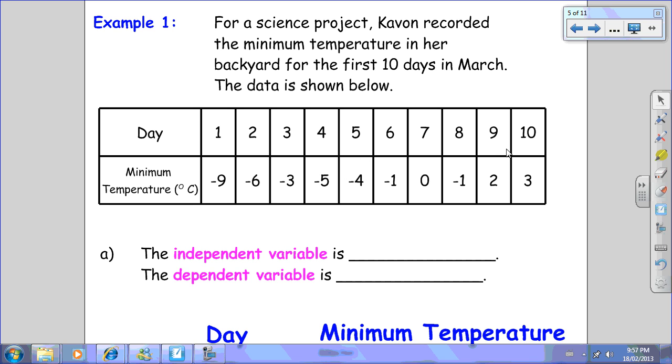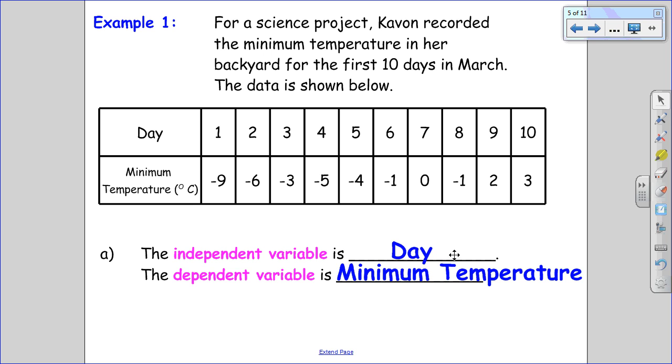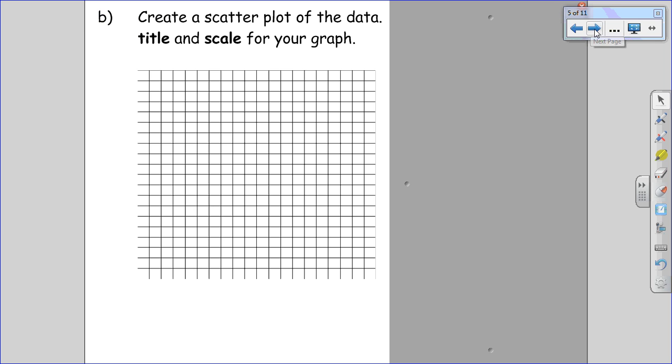We're going to look at an example now. It's a science project where a student recorded the minimum temperature in her backyard for the first 10 days in March, and the data is shown in the table. We have two variables, day and temperature. Obviously, the temperature isn't determined first, the day of the year is, so day is independent, and the dependent variable is the minimum temperature, because when we know the date, we have an idea what the temperature is going to be like based on past history.